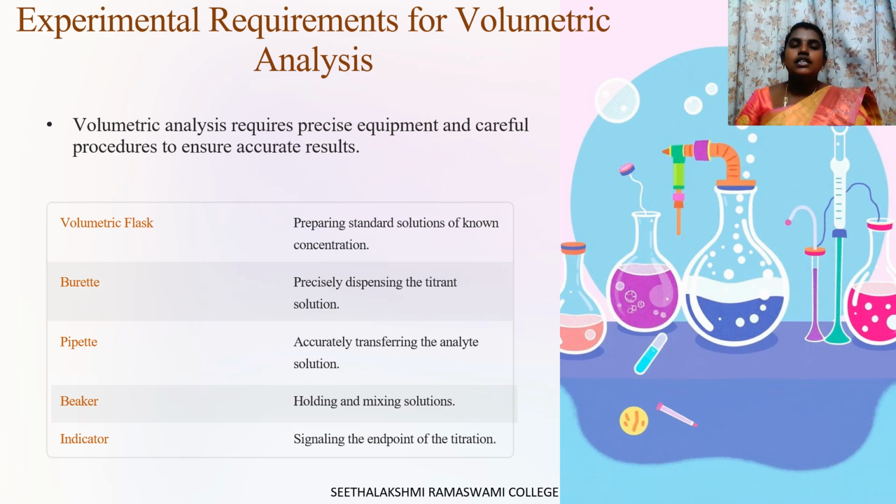Let us see some basic requirements for volumetric analysis. To get accurate results, we need precise equipment and proper procedure. Things needed for volumetric analysis are: volumetric flask, which is used to prepare the standard solution of known concentration; burette, for precisely dispensing the titrant solution; pipette, for accurately transferring the analyte solution; beaker, used for holding and mixing the solution; and indicator, used for signalling the endpoint of the titration.